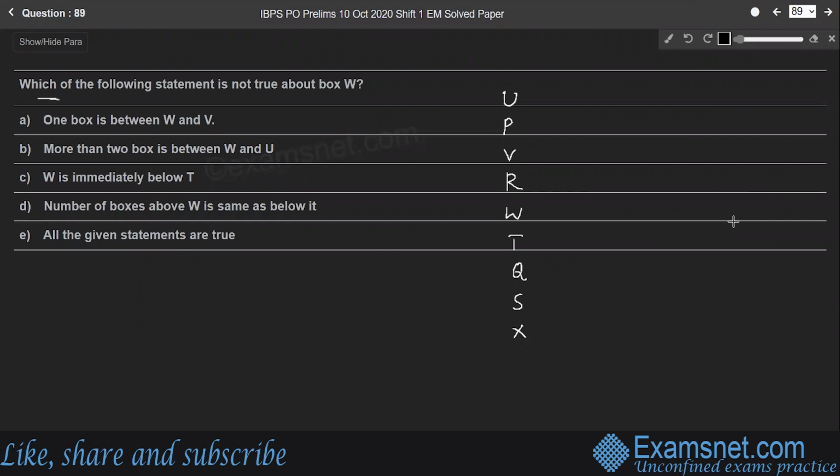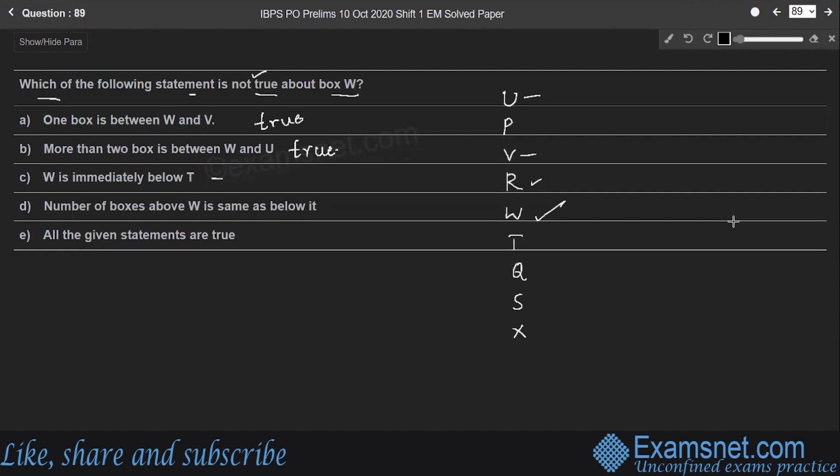Question 89. Which of the following statements is not true about box W? About box W, here are the statements. One box is between W and V. So between W and V, there is one box which is R. Therefore, the statement is true. We have to pick the statement which is not true in this case, right? More than 2 boxes are between W and U. Between W and U, there are 3 boxes. Therefore, more than 2 boxes are there between W and U, right?